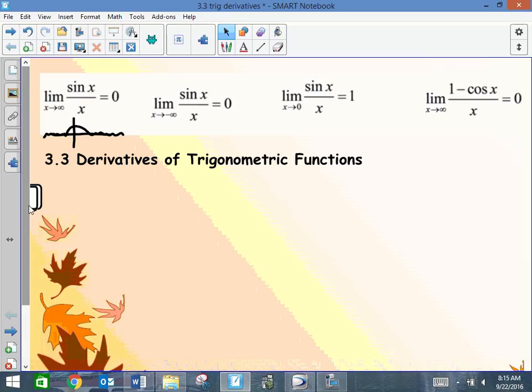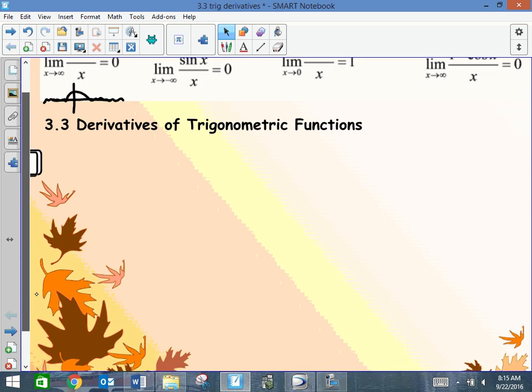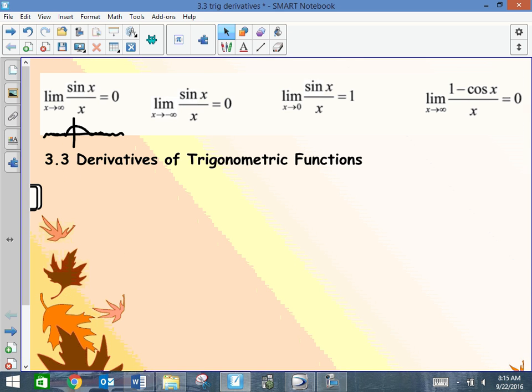This is the same as this, but these three are ones that you want to keep in the back of your head. I'm not sure why I left that whole page blank, but let's move on.